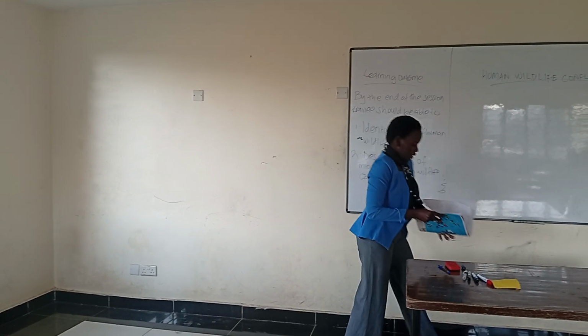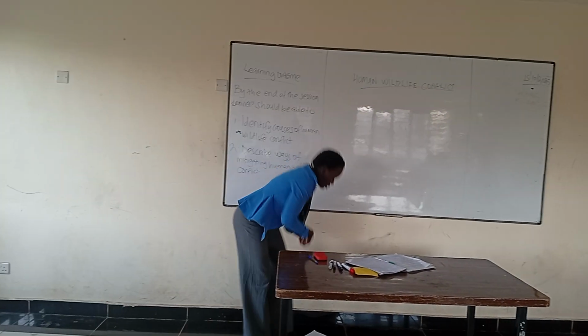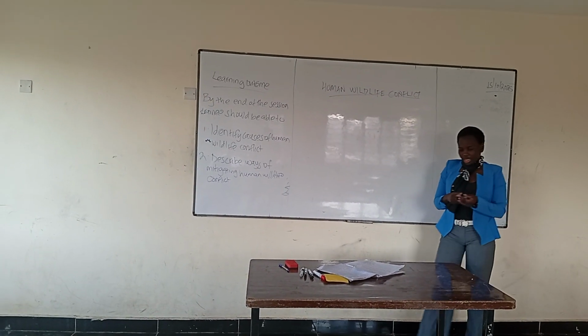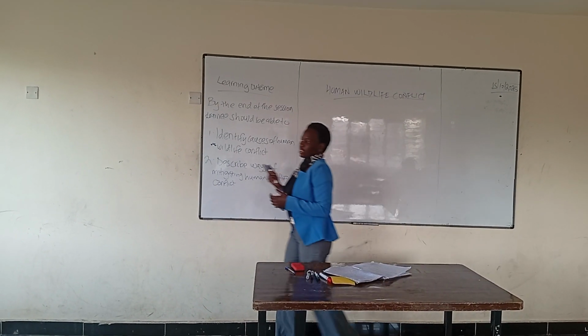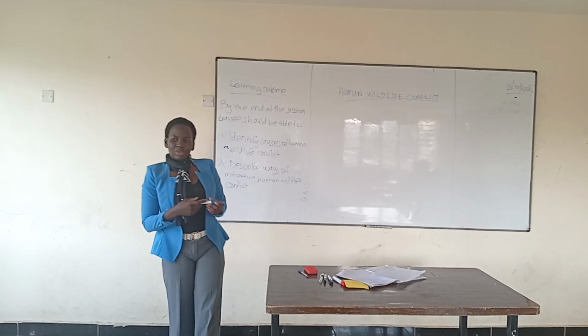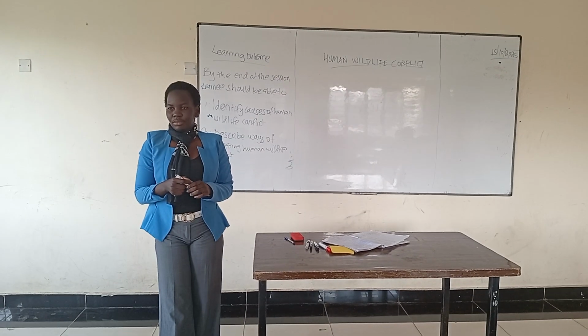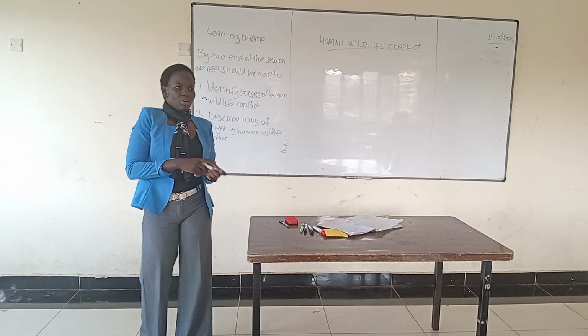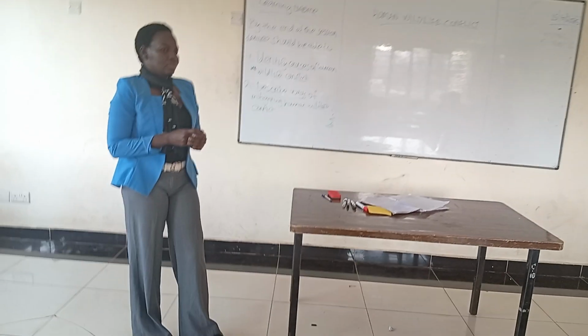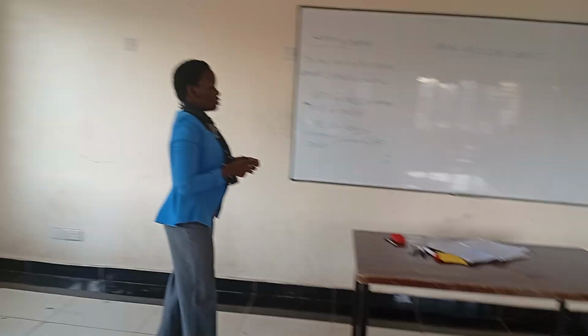Have you played the audio? Which animal is it? An elephant. What will happen if the elephant leaves its natural habitat and invades the village? It will destroy the crops. Tracy? It's going to lead to conflict. Yeah, it will lead to conflict.